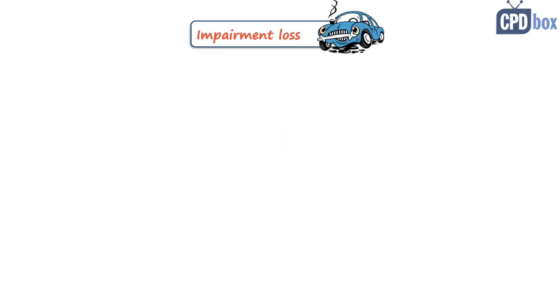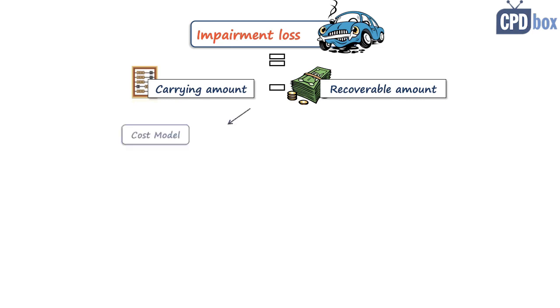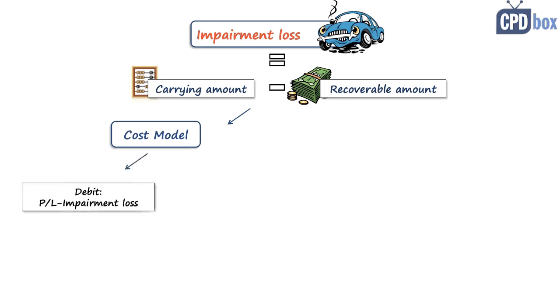Once you have calculated the amount of your impairment loss as the difference between the asset's carrying amount and its recoverable amount, you need to recognize this loss in the financial statements. The way you recognize it depends on the model that you apply. When you apply the cost model for the asset under review, the impairment loss is recognized immediately in profit or loss, for example, by debiting impairment loss account and crediting the asset, perhaps some adjustment account.